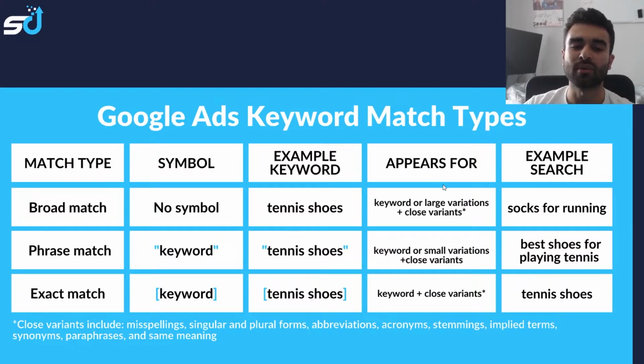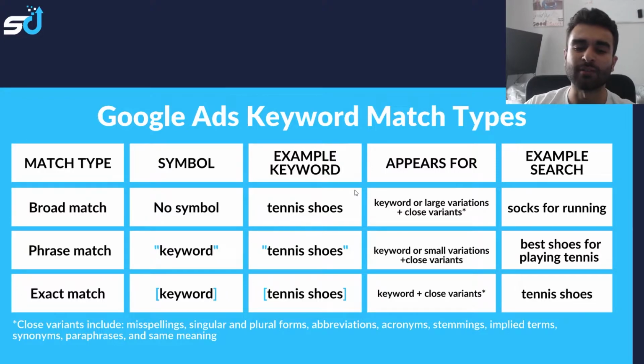So let's look at the three types of keyword match types that you can use and why you would want to use each one of them. Starting off with broad match. As you can see, when we use broad match, we use no symbol alongside the keyword itself. For phrase match, we use quotation marks, and for exact match, we use square brackets, and that allows Google to pick up on what we want the keyword to be in terms of its match type.